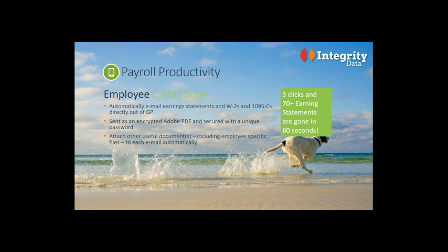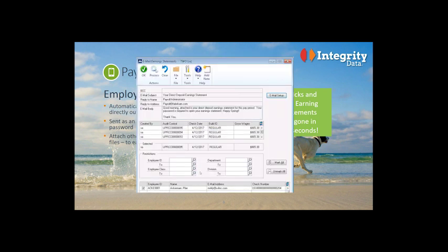If you're in the United States, you can also use that to email W-2s and 1095-C forms for Affordable Care Act compliance. The earning statement gets sent as a password-protected PDF attachment, and you can also attach other documents as well. So let's take a look at a couple of screenshots related to that.